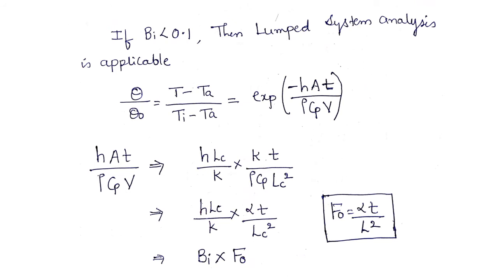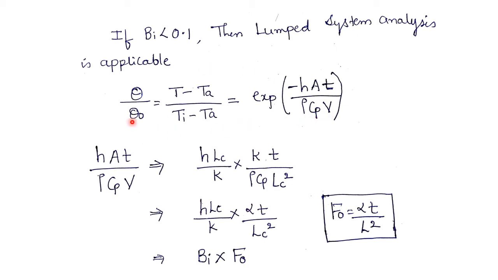Next we will study, we have already calculated the formula for Biot number. Biot number is given by H into LC divided by K. If the value of this Biot number is less than 0.1, then lumped system analysis is applicable. Then we can use this formula to calculate the temperatures or time.